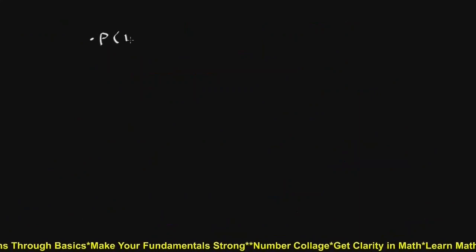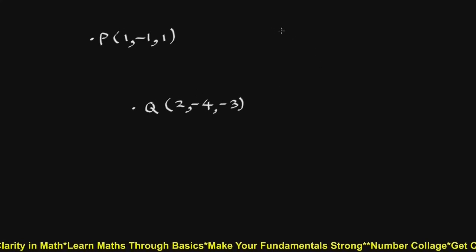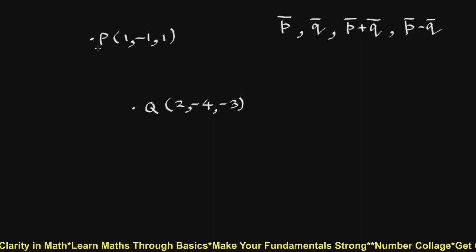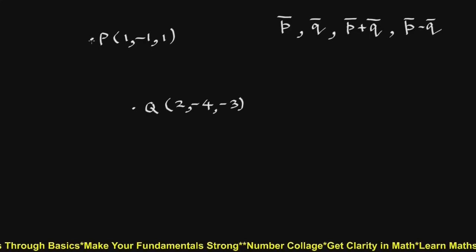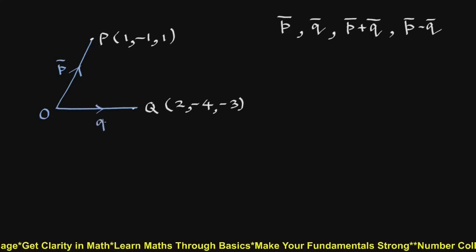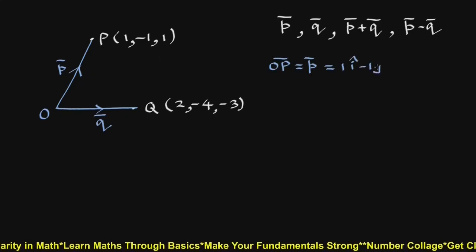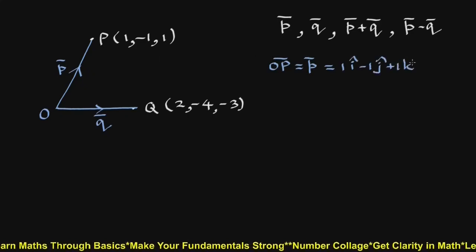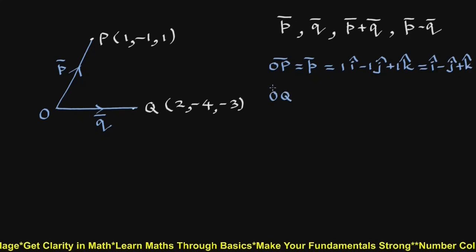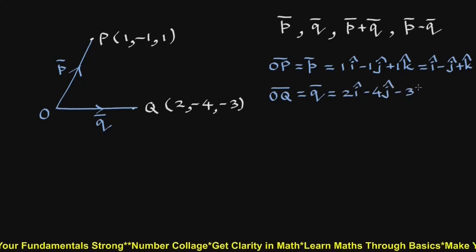If P is (1, -1, 1) and Q is (2, -4, -3), then we have to find mod p bar, mod q bar, p bar plus q bar and p bar minus q bar. So first let us join P and Q to the origin. So OP bar becomes p bar, OQ bar becomes q bar. So OP bar, which is p bar, will be 1 i cap minus 1 j cap plus 1 k cap, that is i cap minus j cap plus k cap. Similarly, OQ bar will be q bar, which is 2 i cap minus 4 j cap minus 3 k cap.